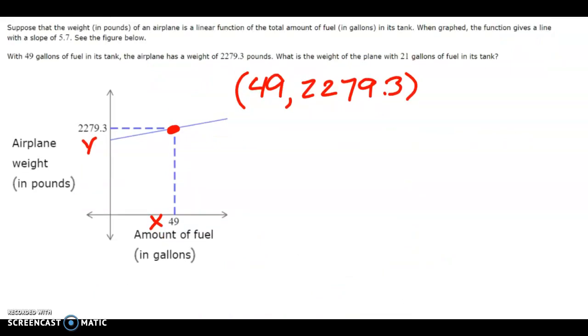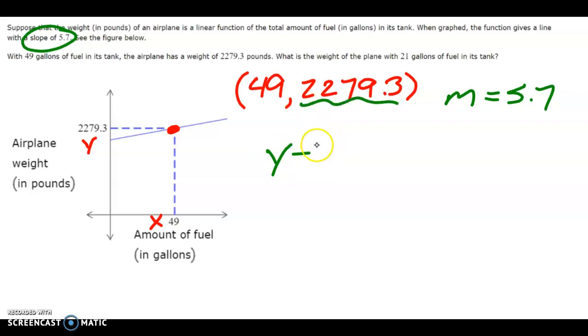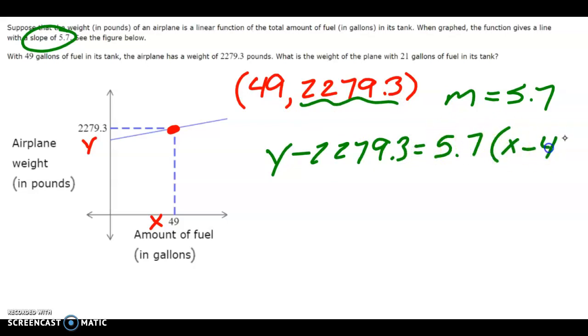And if we read the equation, suppose that the weight of an airplane is a linear function of the total amount of fuel. When graphed, the function gives a slope of 5.7, they're giving you your m. Okay? So this, to begin with, is very much like the first problems on the examples. Y minus your y1, so y minus 2279.3 is equal to 5.7, that's your slope, times x minus 49.